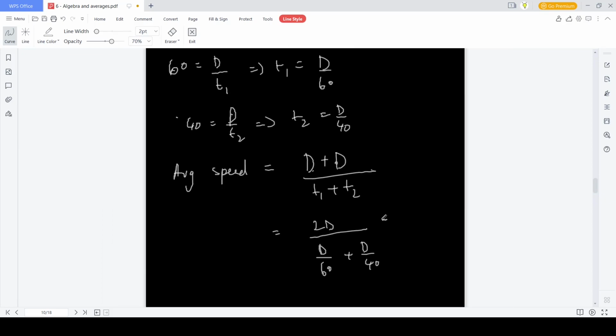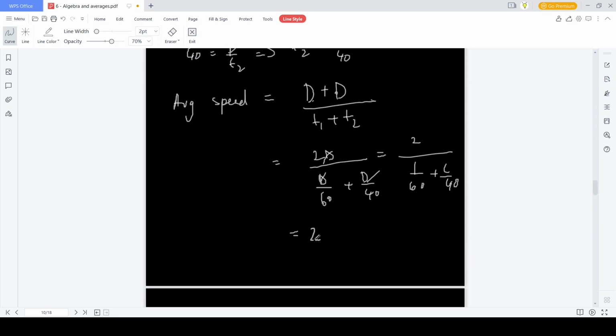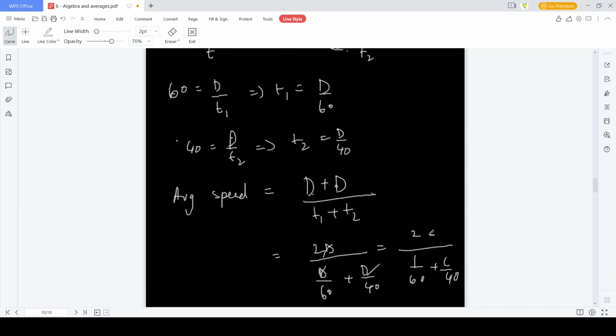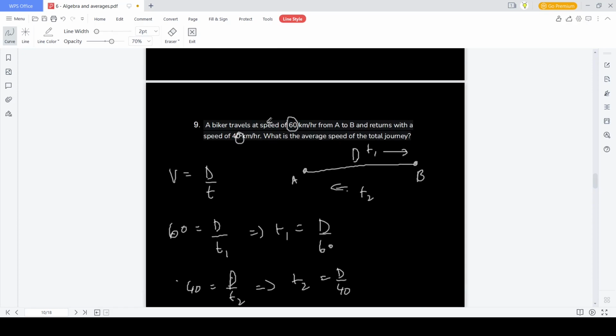Okay, so I can cancel D everywhere. I will get 2 by 1 by 60 plus 1 by 40, which is 60 plus 40 over 60 into 40. Sorry, 2 into 60 into 40 by 100. So two zeros can cancel. This is 6 fours are 24, 48. So average speed comes as 48 kilometer per hour. And clearly you can see it's not the average of these two. It is 48 kilometer per hour. It is not 50, which is the average of these two.